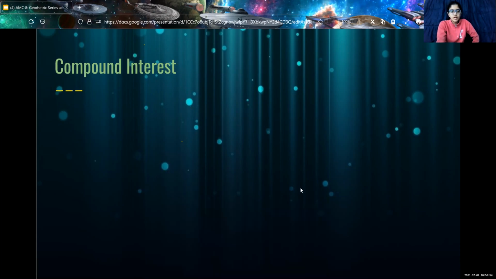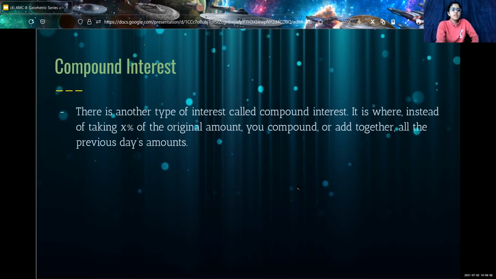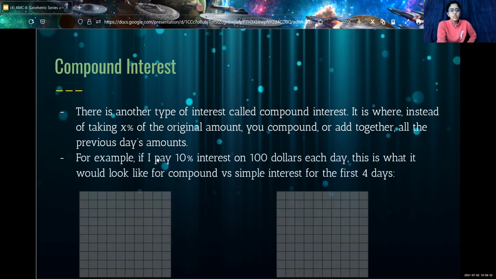So compound interest. There is another type of interest called compound interest, where instead of taking x% of the original amount, you compound, or add to, all the previous day's amount. So for example, if I had to pay 10% compound interest every day on $100, this is what it would look like.